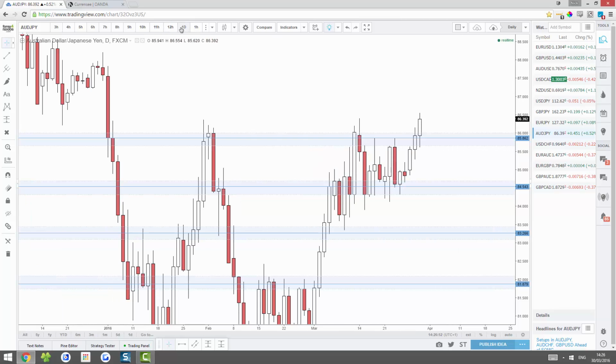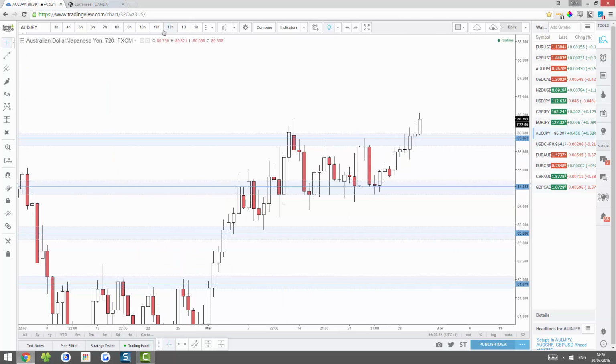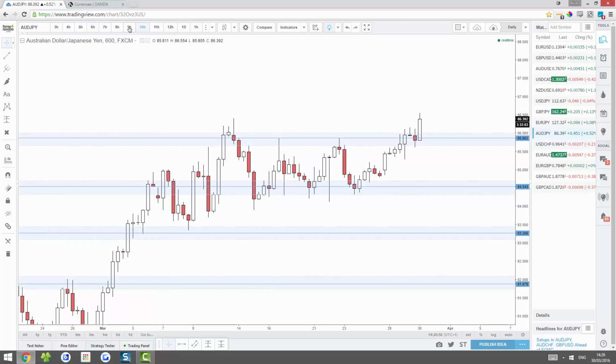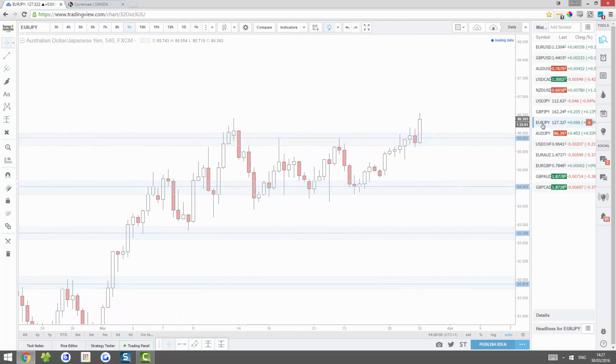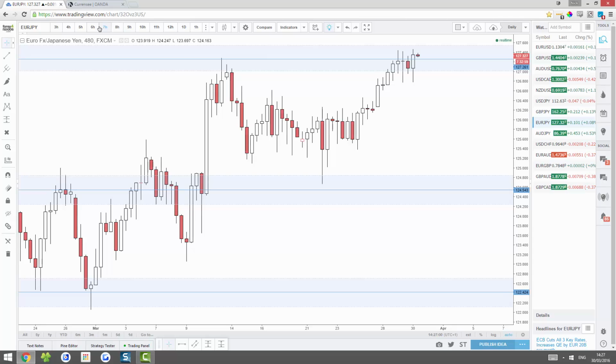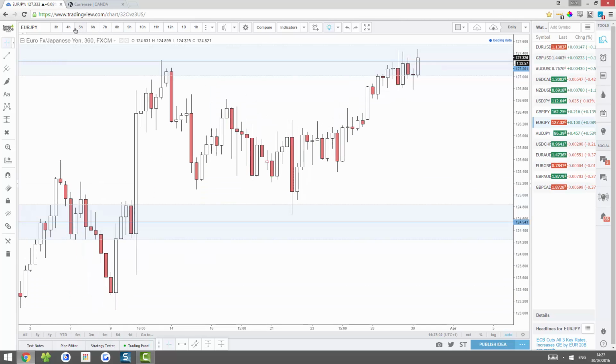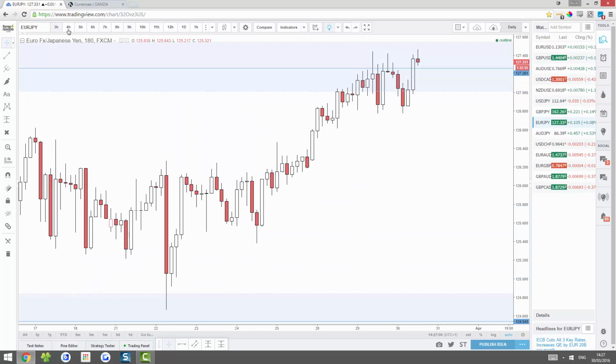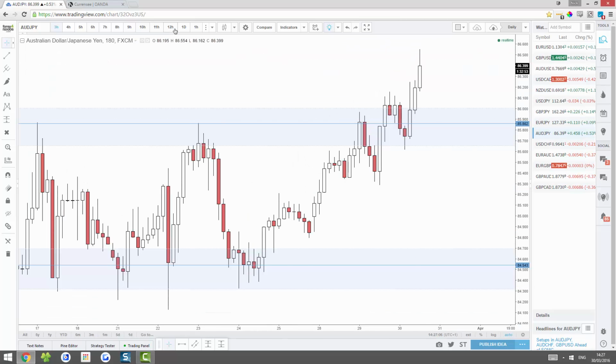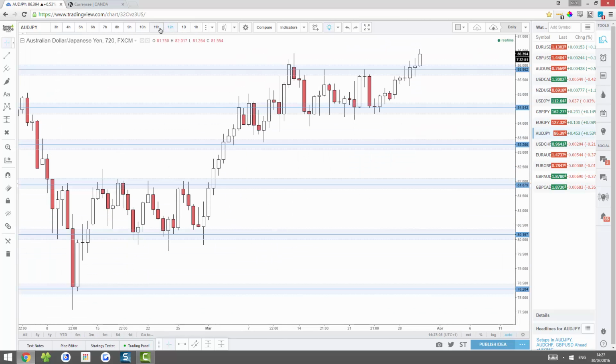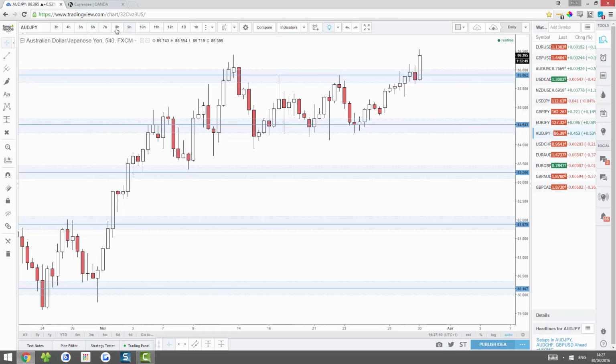Anyway. Did I even go through all the time frames for this pair? I don't think I did. Yeah. Okay, AUD JPY. Nothing going on here.